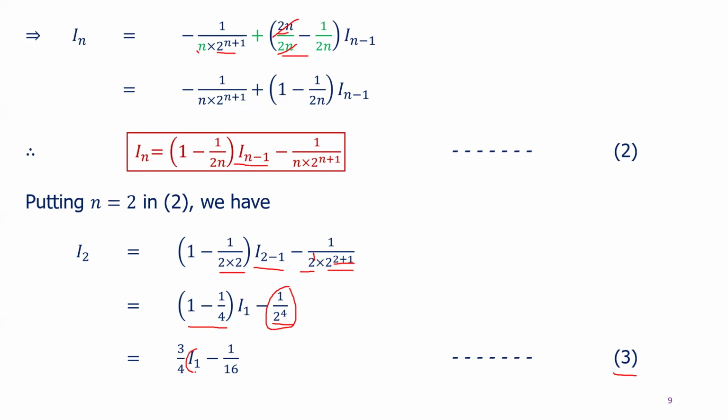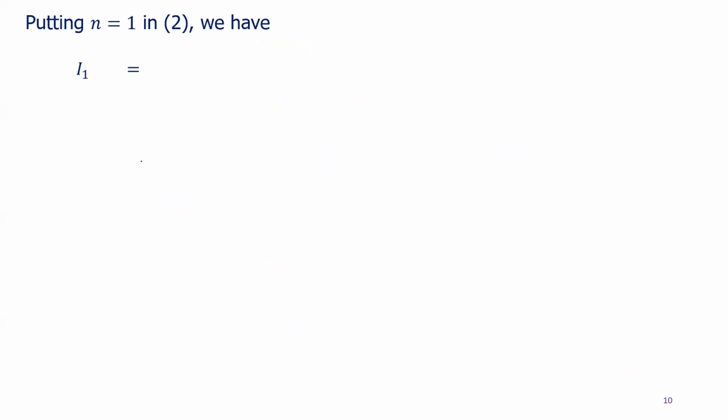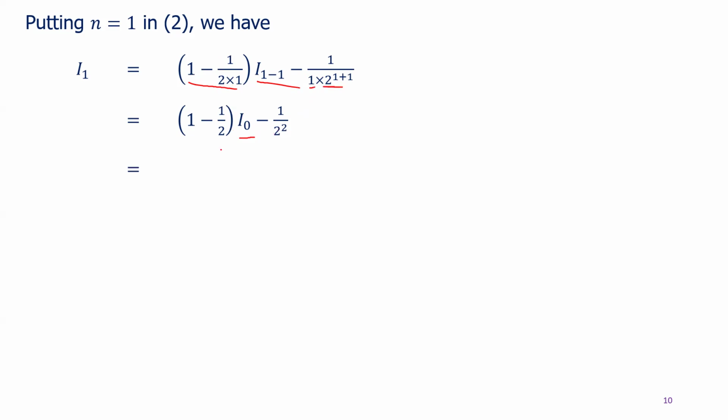Now we want to find out the value of I_1. How to get the value of I_1? We just put n equal to 1 in equation number 2. I_1 is equal to (1 minus 1 upon 2 into 1) I_0 minus 1 upon 1 into 2 to the power (1 plus 1). This is 1 minus 1 upon 2, I_0 minus 1 upon 2 to the power 2. If we simplify it, 1 minus 1 by 2 is 1 by 2, I_0 minus 1 by 4. Give it equation number 4.